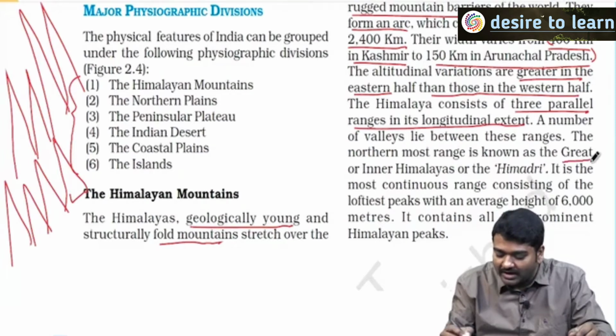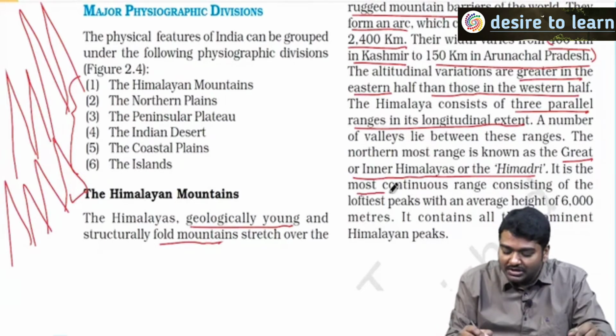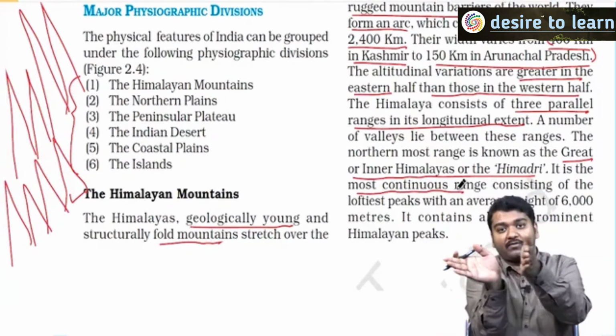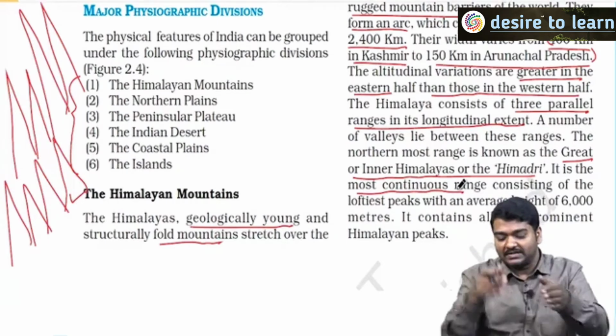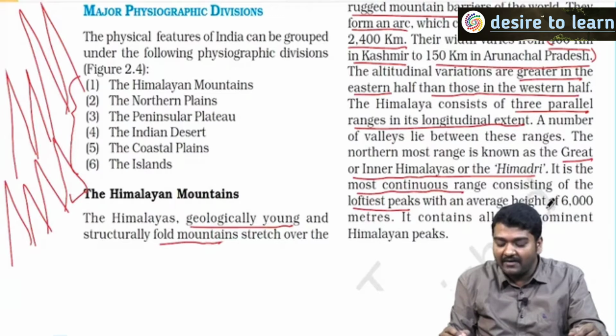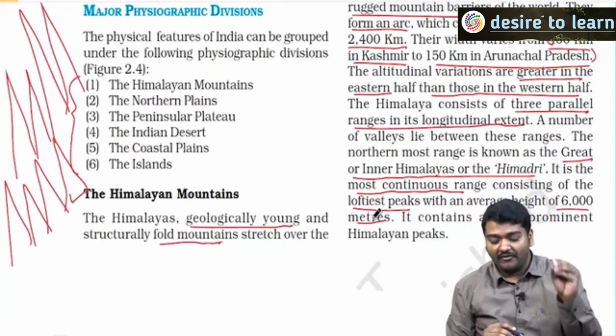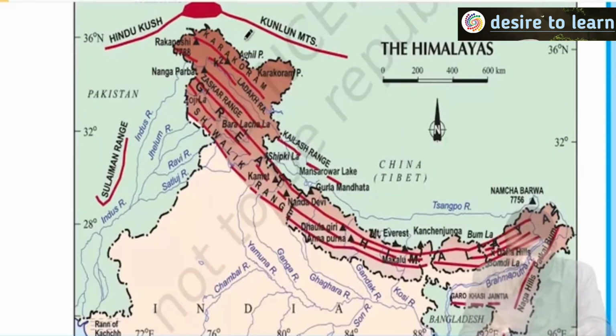First is actually called the Great or Inner Himalayas or the Himadri. It is the most continuous range because I told you there was first the Trans-Himalayas and a complete merge. When a complete merge actually took place, continuous mountain ranges were present, and they are the loftiest with an average height of 6,000 meters, where most of the prominent Himalayan mountains are present. You can see the Karakoram mountain ranges. This is what I talked about, the Trans-Himalayan mountain ranges. Can you see here? Greater Himalayas which are continuously present.